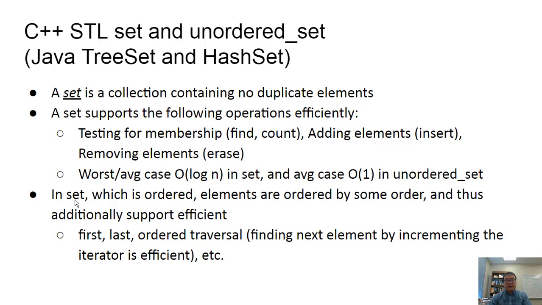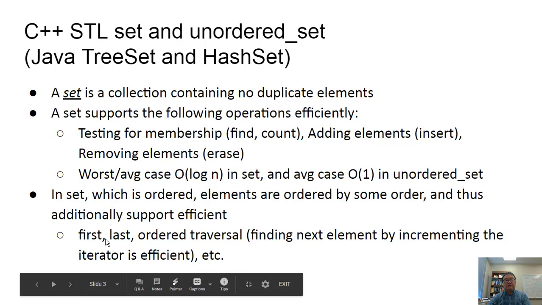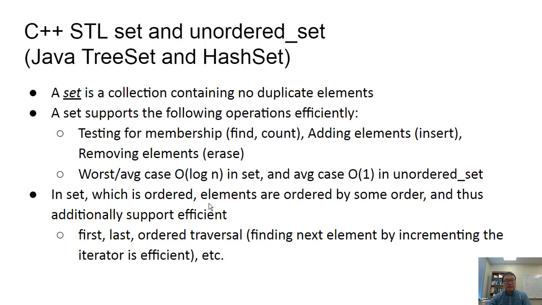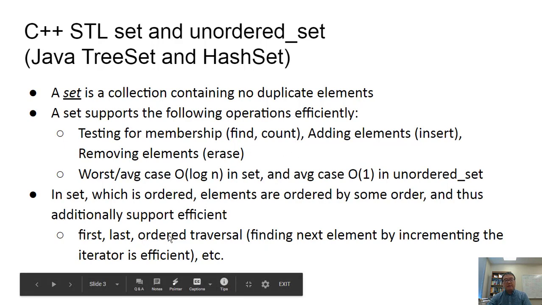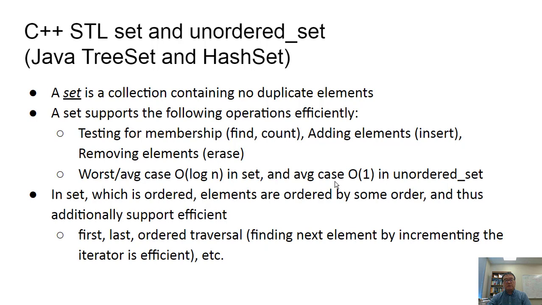And in set, as opposed to unordered set, the elements are ordered, and there's additional support for efficiently finding the first element, the last element, and also, I guess the most important, the ordered traversal. Because in unordered set, I can also find the first and last, but first and last doesn't have much meaning when there isn't an order. But we can traverse the elements in order, so we can find the next bigger one.